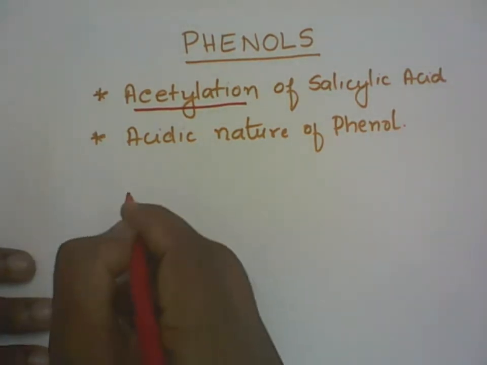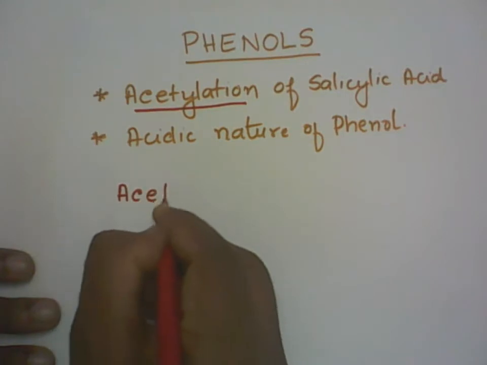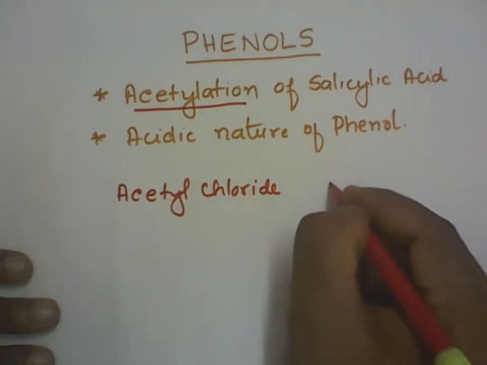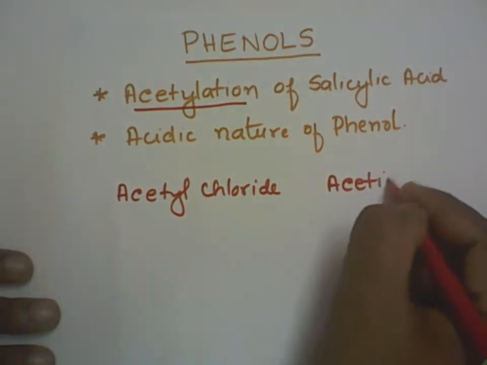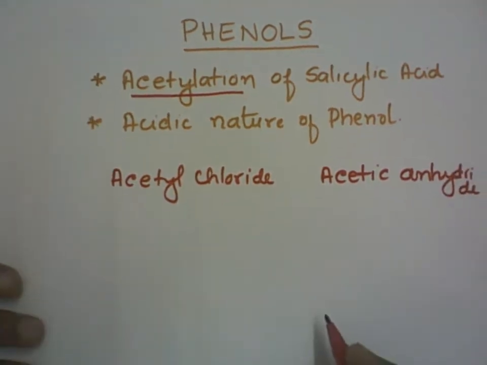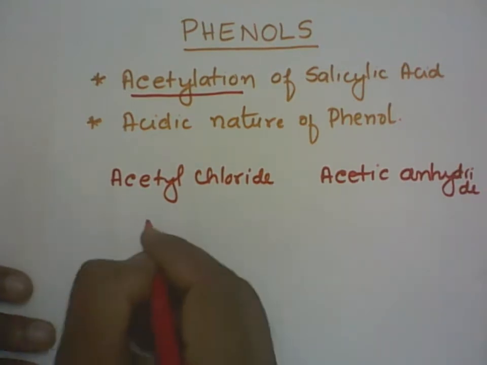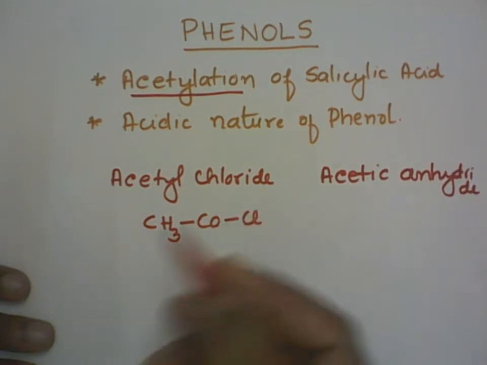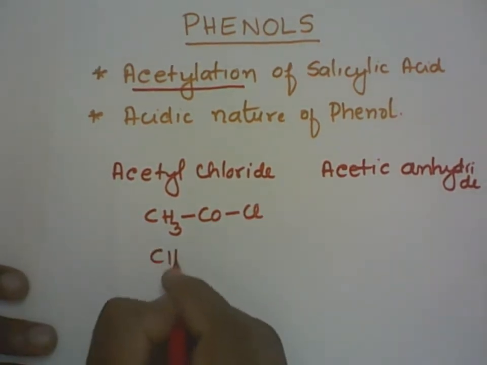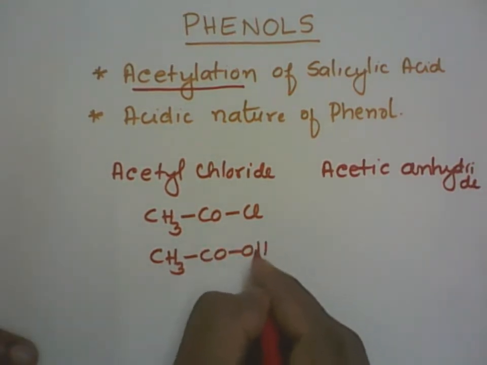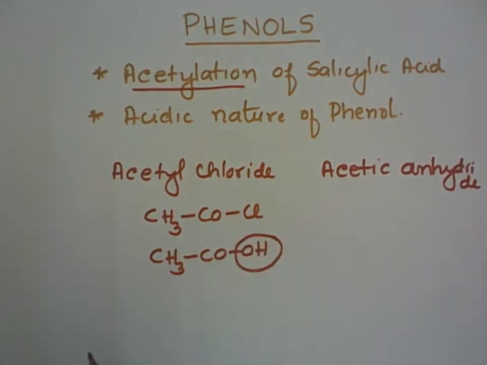Acetylation is carried out using either acetyl chloride or acetic anhydride. What is the formula of acetyl chloride? The formula of acetyl chloride is CH3COCl. It is a derivative of acetic acid. Acetic acid formula is CH3COOH. So the OH group is replaced and we get acetyl chloride.